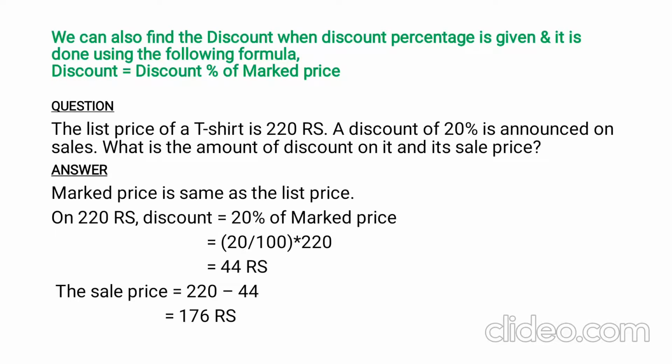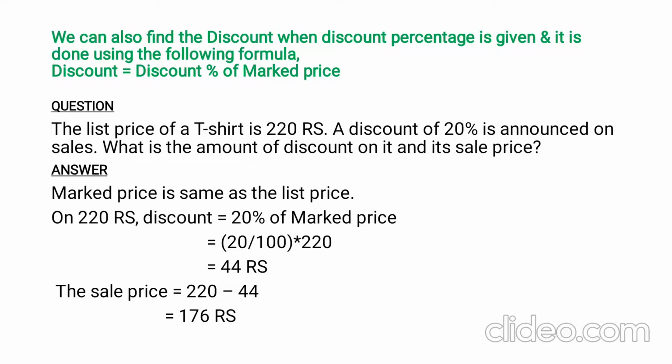Now, we can also find discount when the discount percentage is given, and it is done using the following formula. Well, discount is equal to discount percent of marked price. Now let us understand this with the help of an example. The list price of a t-shirt is 220 rupees. A discount of 20% is announced on the sale. What is the amount of discount and its sale price?